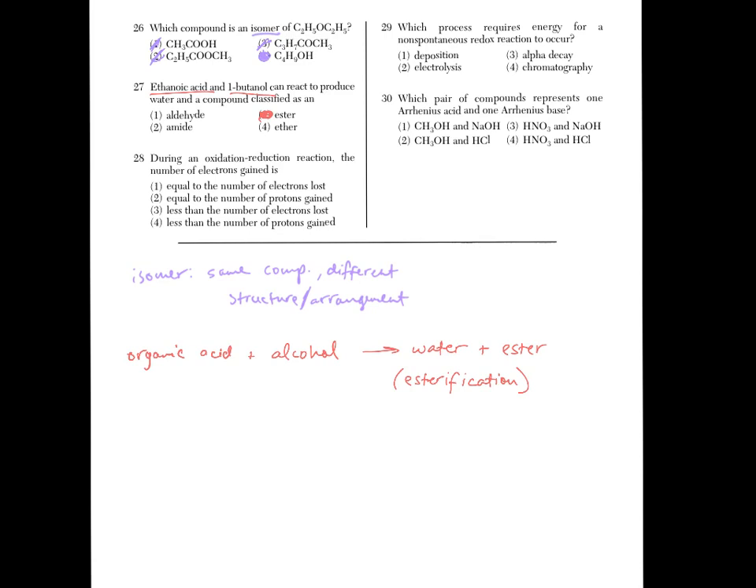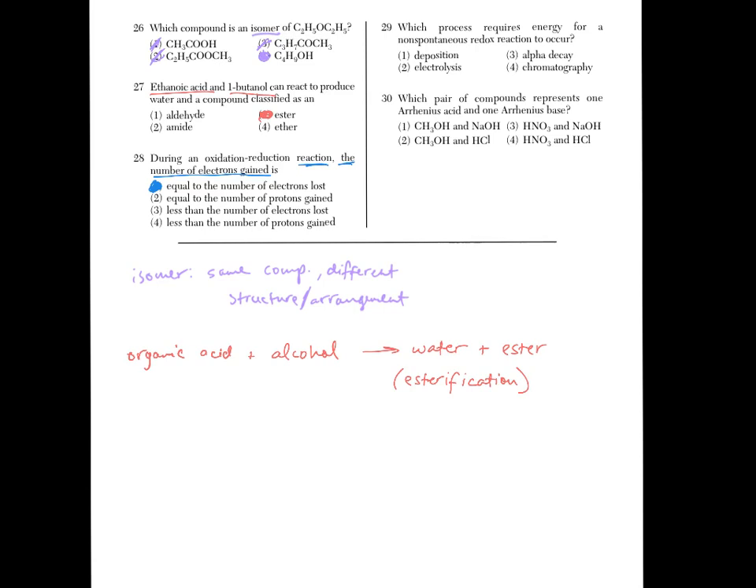28. During an oxidation reduction reaction, otherwise known as redox, the number of electrons gained has to be equal. We're talking about conservation of charge in any reaction. The number of electrons gained equals the number of electrons lost. When someone loses, someone else has to gain those electrons. So it's a complete transfer of electrons from one element to another.